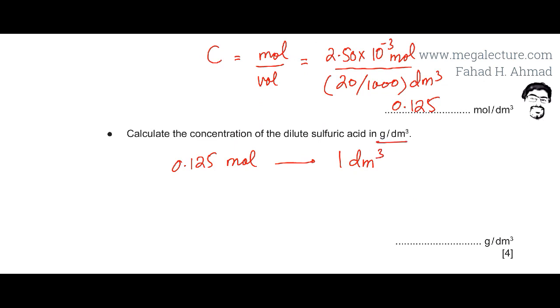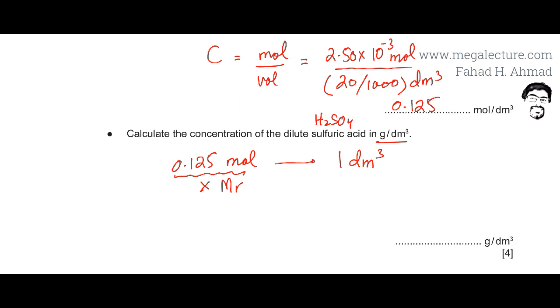So in grams per decimeter cube, what I just need to do is convert these moles into mass. And the way I can convert moles into mass is I'm going to multiply this by the MR. And the MR of sulfuric acid, which is H2SO4, is going to be, you have 4 oxygens, so that's 16 into 4, that's 64, plus 1 sulfur, that's 32, that's 64 plus 32 is 96, plus 2 hydrogens, hydrogen is 1, so it's 98.